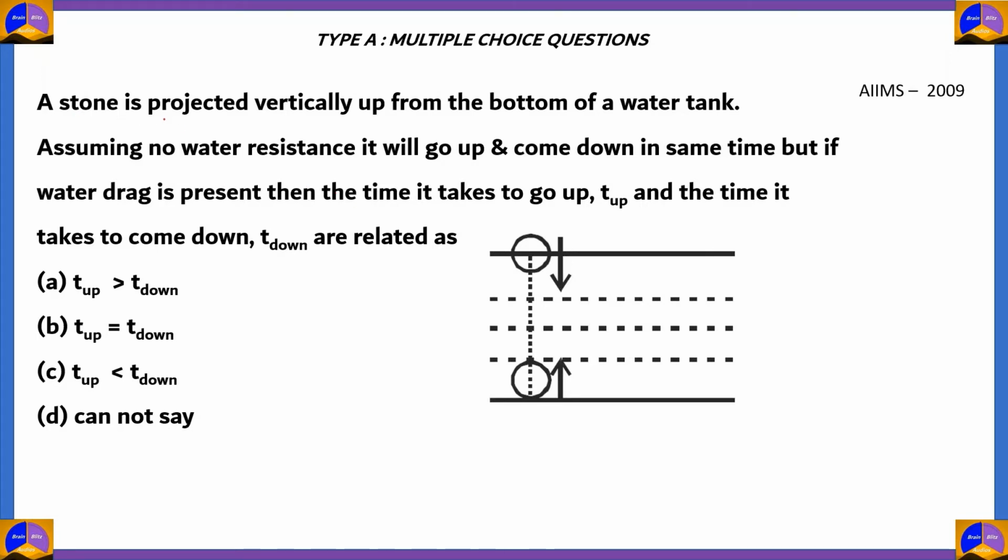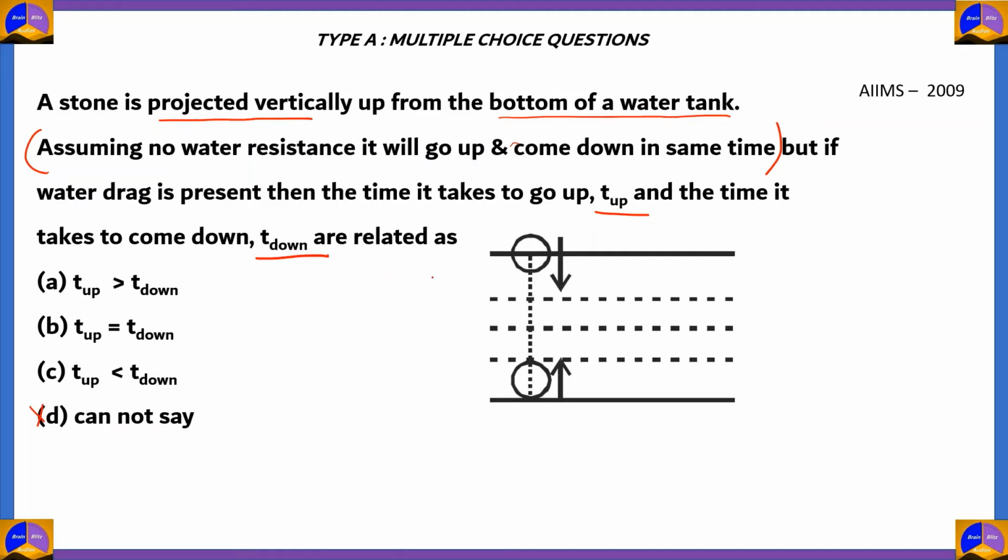A stone is projected vertically up from the bottom of a water tank. So it is given the condition that assuming no water resistance, it will go up and come down in the same time. But if water drag is present, then the time it takes to go up, given as t up, and the time it takes to come down, t down, are related as: t up is greater than t down, t up is equal to t down, t up is less than t down, and option D is saying that we cannot predict. I'll write option D as incorrect because we do have an answer with which we can predict.